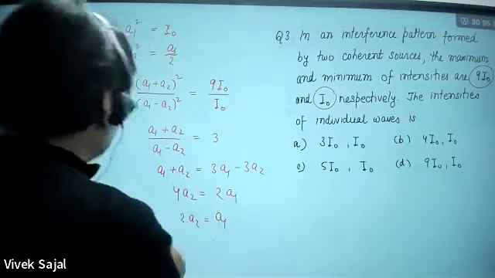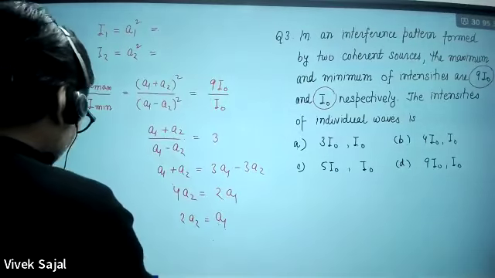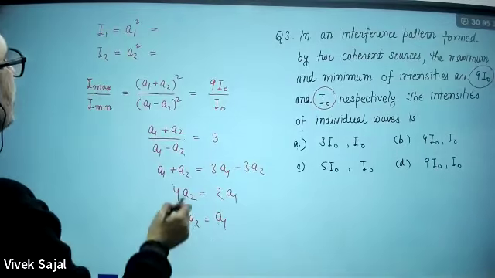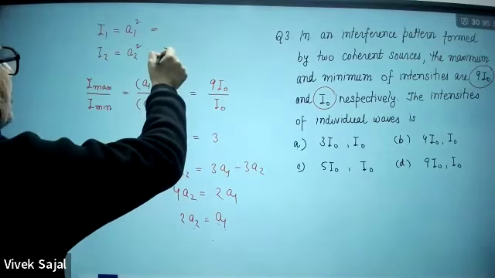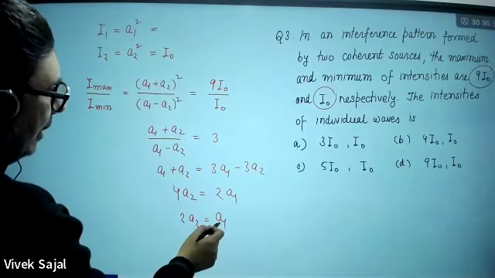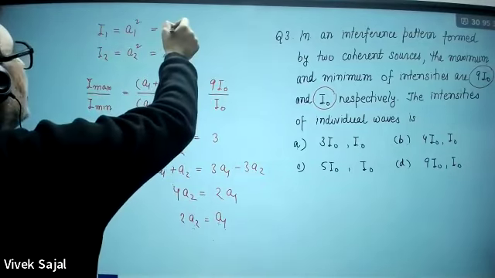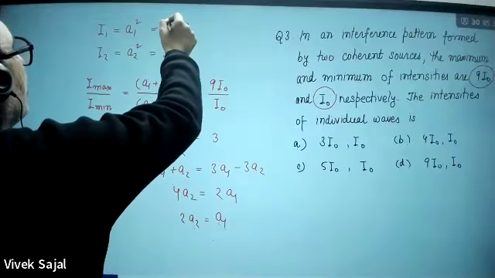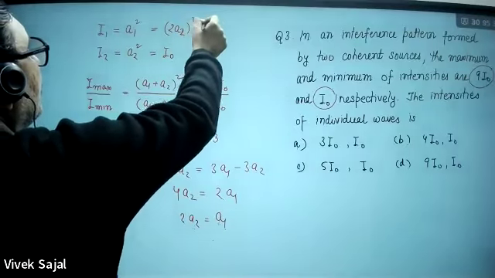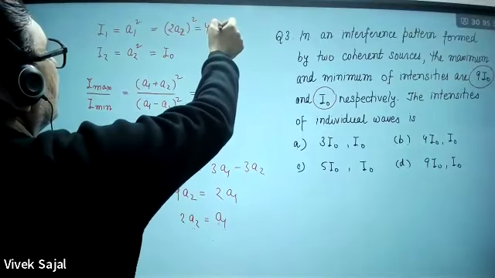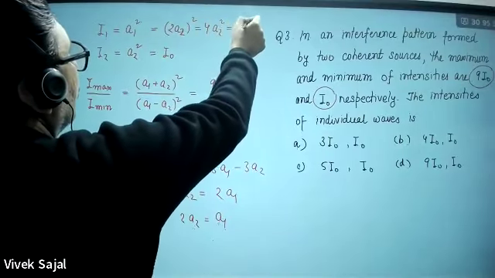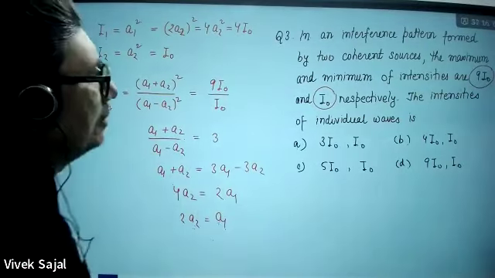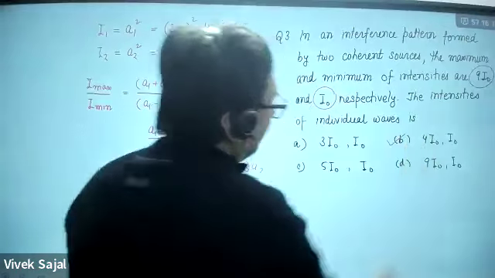Just make it more simpler. ठीक है? Because A2 is lesser, so I am taking it as I0. ठीक है ना? I0. A1 is 2A2. So I write it as 2A2 square. And so this will be 4 times A2 square. So this will be 4 I naught and I naught.